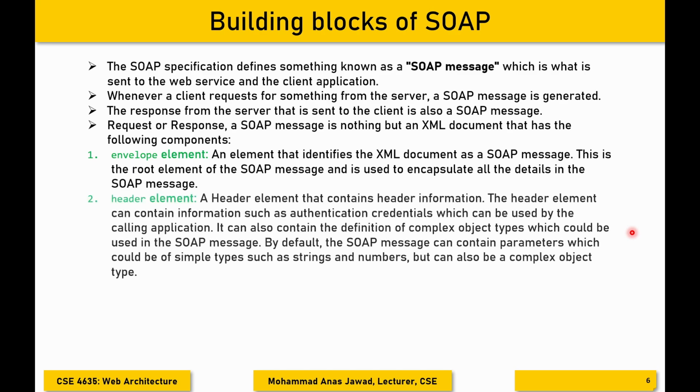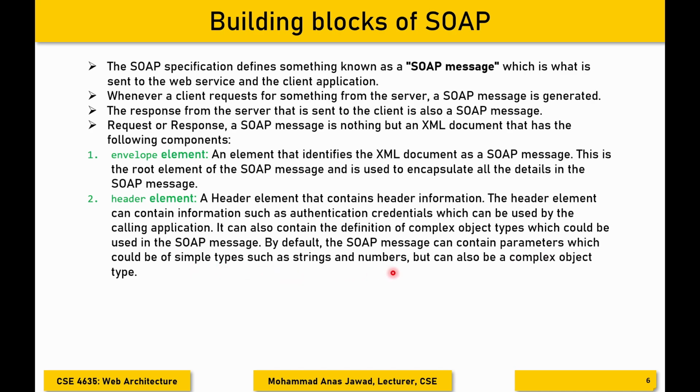The next element, which will be present inside the envelope element, is the header element. The header element will contain different kinds of header information like authentication credentials, which can be used by the calling application. It can also be used to contain information on complex data types that you plan on using inside your SOAP message. By default, a SOAP message can contain parameters of simple types such as strings and numbers.